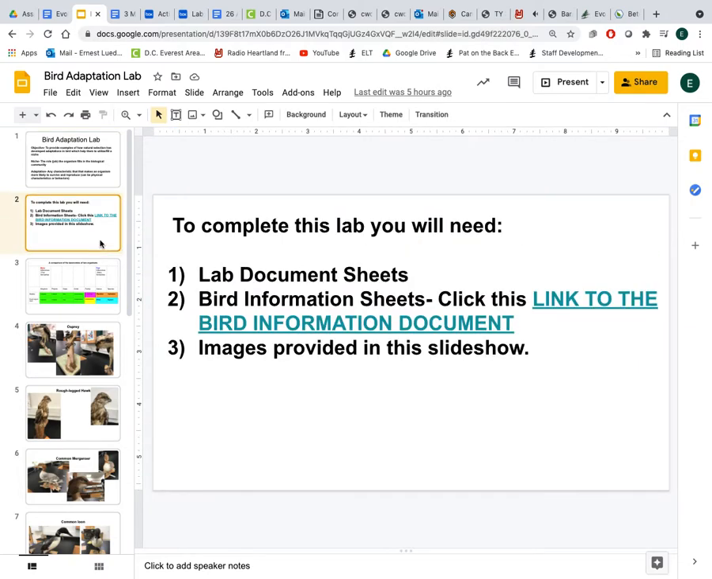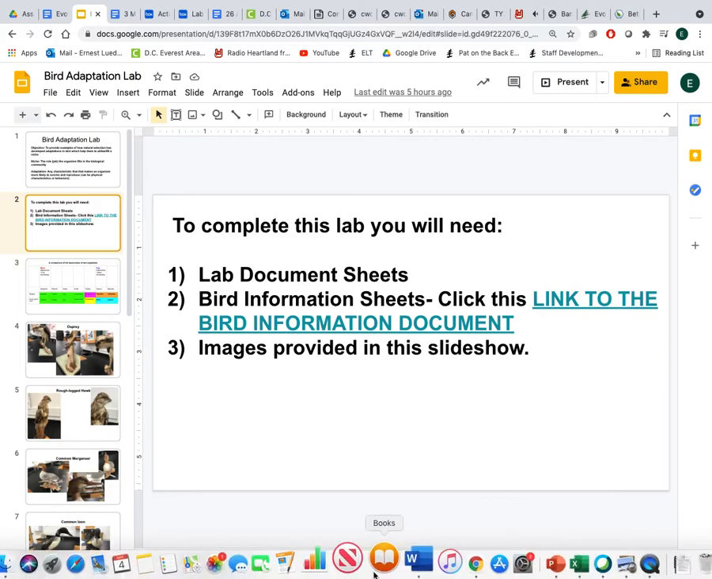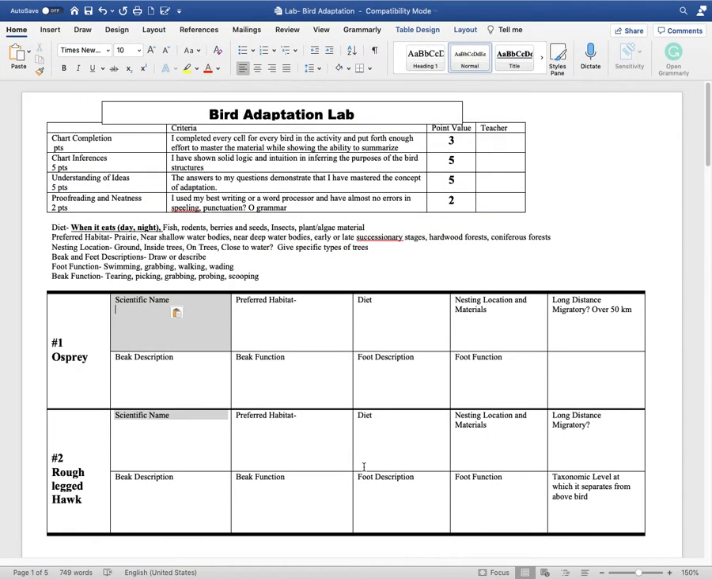All right, so if we look at what we're going to need, you're going to need the lab document sheet. You'll need bird information sheets, which you can click that link, and then you're going to need the images that are provided in the slideshow. Okay, so if we take a look at the actual lab document sheet, so here it is right here. So what we notice is the birds are grouped into pairs, and eventually we'll kind of compare them because there are similarities and differences between these birds.